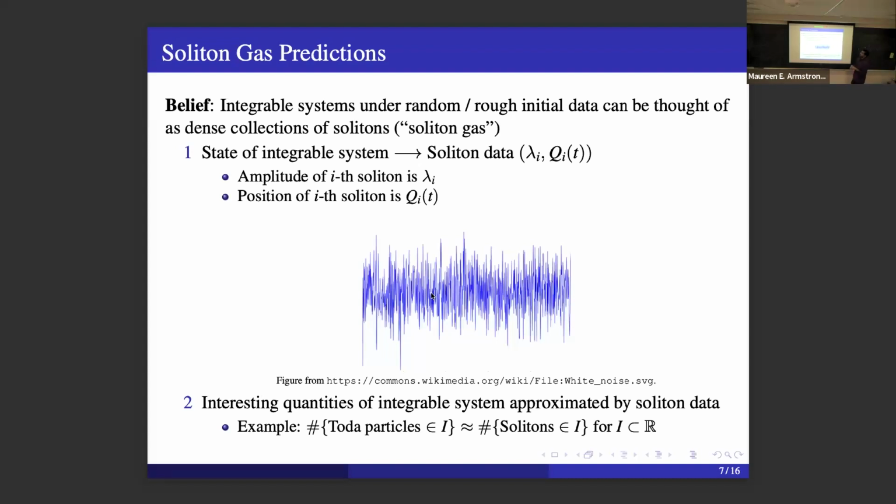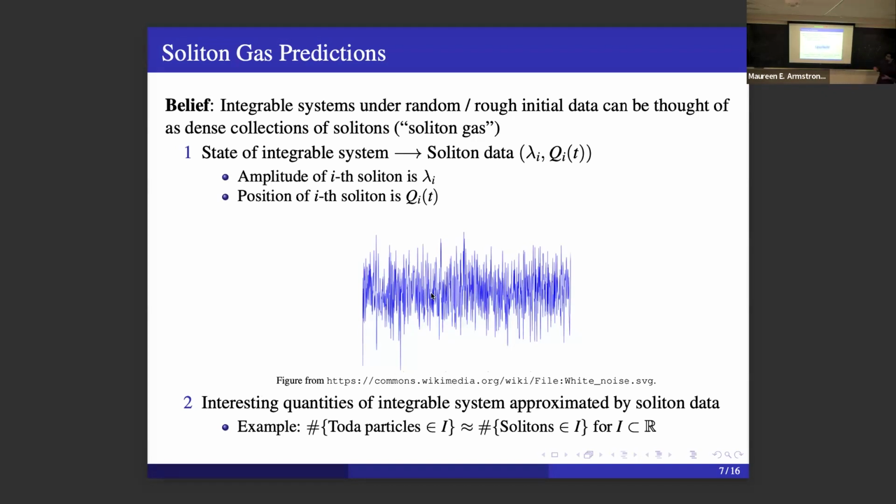Broadly speaking, what should I imagine as happening? I have my integrable system, like the Toda lattice. The Toda lattice has its variables p and q. I should be able to take a state of this Toda lattice, a given vector of momenta and positions, and spit out some soliton data, lambda_i and q_i of t. Lambda_i you should think of as the amplitude or the speed of the ith soliton, and q_i of t as the position of the ith soliton.